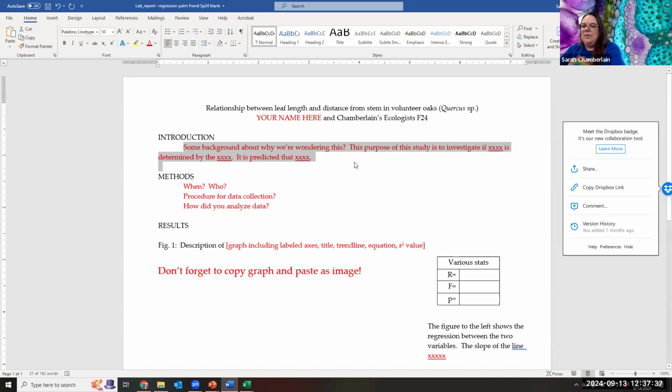So I'm kind of leaving it open and I put the red there just to be like, this is what I think you're going to be writing about in here. Right. And then your methods are going to be the when, the who, and by who, that's really not the people. That's the, what tree did we use? What are the coordinates of the tree? Okay. So it's not the people, it's the data. Okay. How did you collect it? And then how did you analyze it?